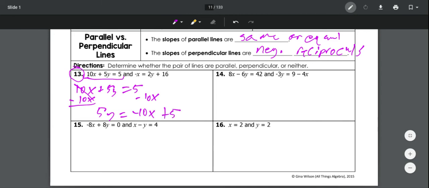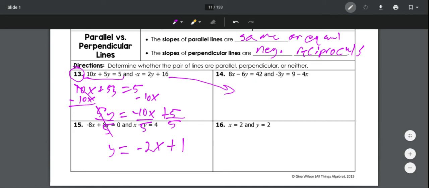Then I need to get this y by itself. So I'm going to divide each side by 5, and each term by 5. So that'll give me y equals -2x plus 1. And then I need to do the same thing for this other equation so that I can look at my m and compare those two.